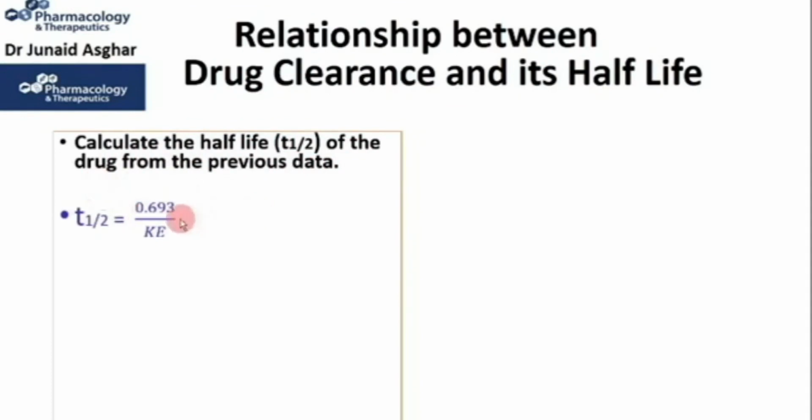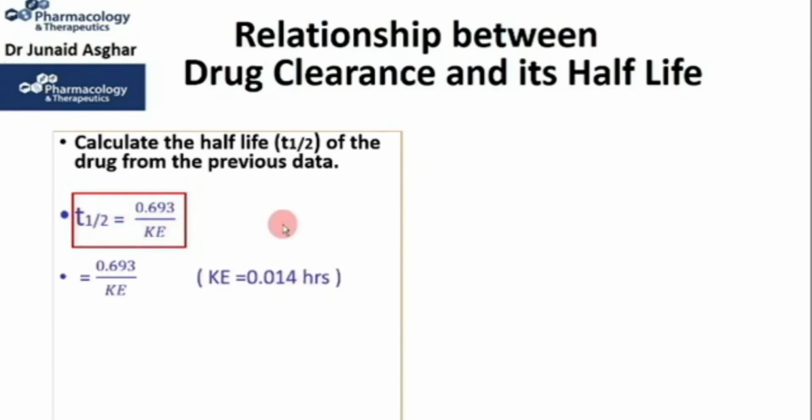T-half is equal to 0.693 over Ke. That is the formula where you relate T-half to the elimination rate constant. So if you have the value for the elimination rate constant, which we have just calculated, and we put it into this equation, we get the half-life of that drug. So putting the values, 0.693 over Ke, and Ke was 0.014 per hour. So we get 49.5 hours. So the half-life is quite long. 49.5 hours for a drug is quite long.